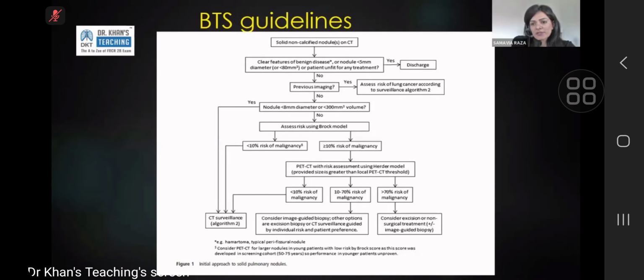If they have previous imaging. So the next step is that the lesion is more than 5 millimeter and/or bigger than 80. You would then look for previous imaging. If they had previous imaging, that's a different story. But if they had no previous imaging, what would you do?